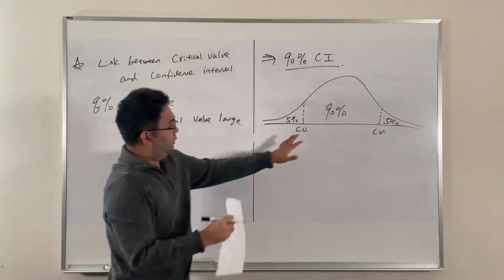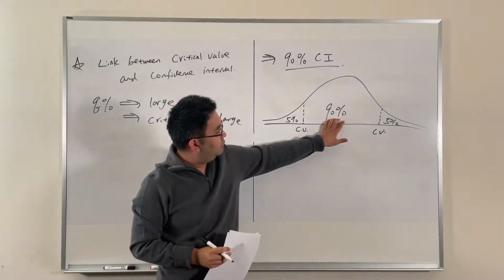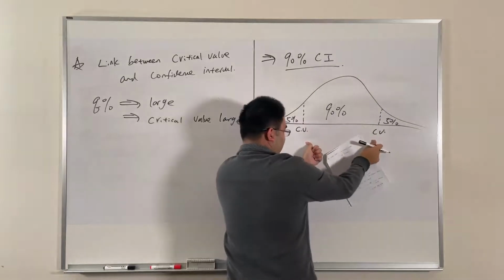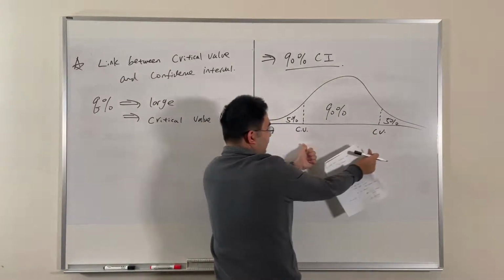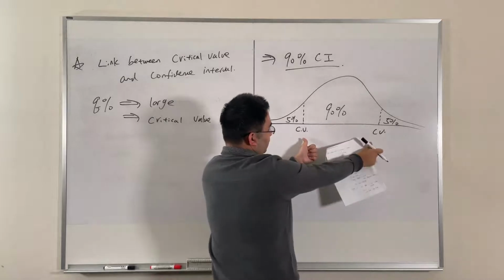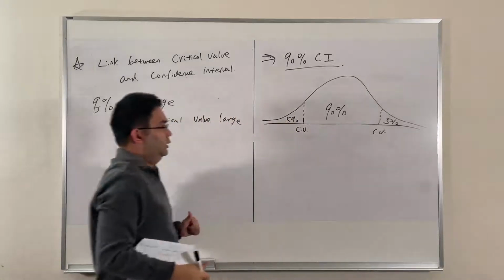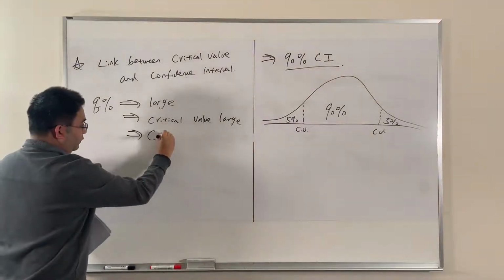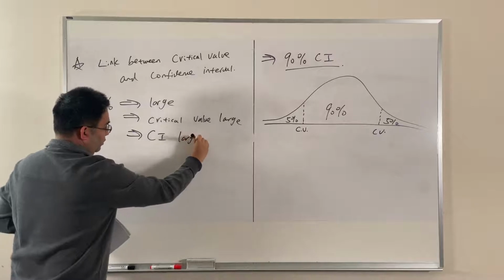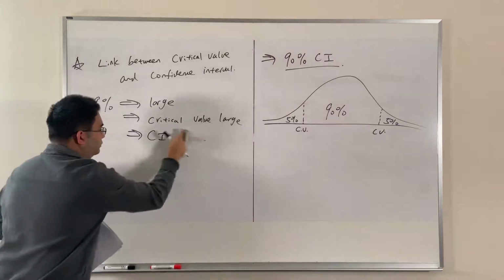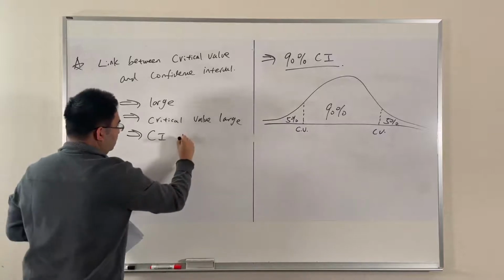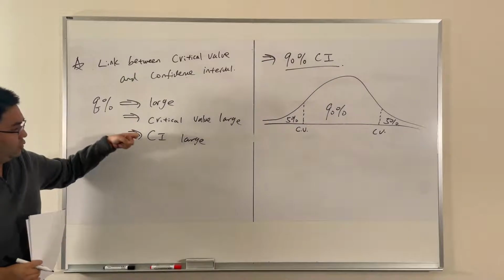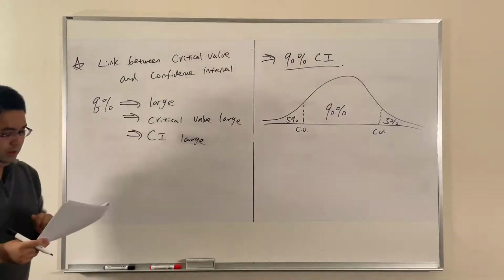So as you can see, if we expand this percentage in the middle, we're likely to move these two critical values, this one to the right and this one to the left. And if you think about them in absolute value, then you're increasing these two critical value numbers. And then your confidence interval will be larger, right? Okay. So Q large, critical value large, and your confidence interval will be large.